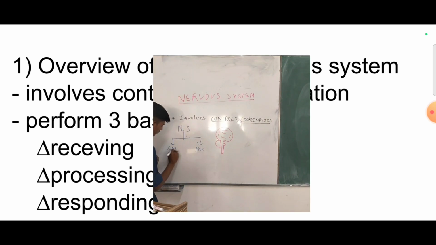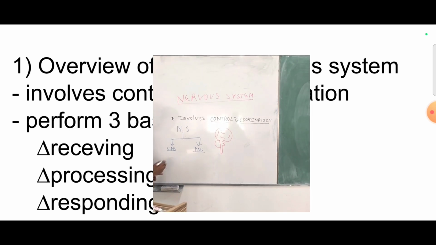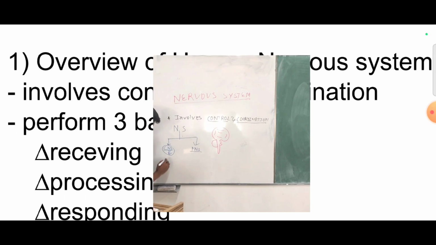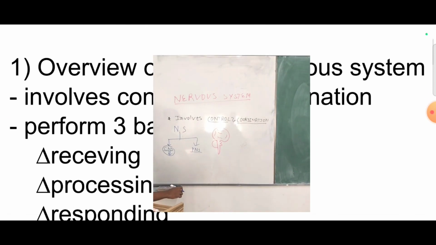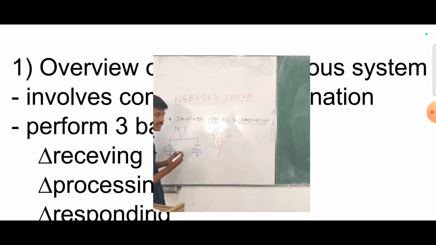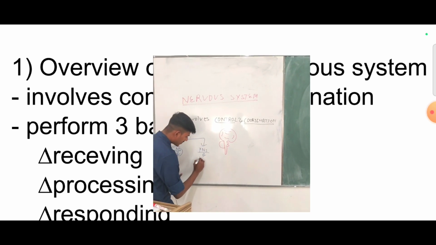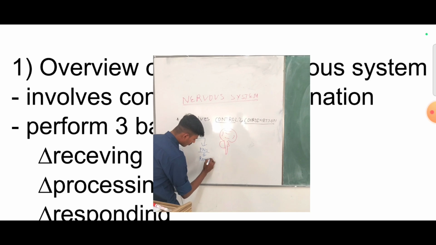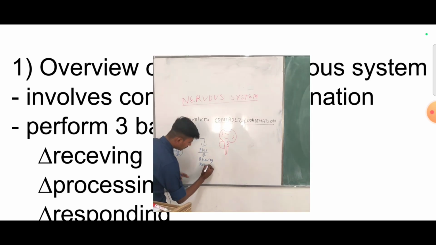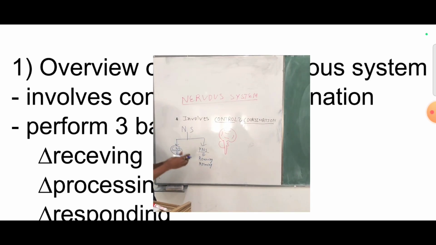Now what is the difference between the central nervous system and the peripheral nervous system? As the name suggests, the central nervous system is the main control and command organ, whereas the peripheral nervous system helps to receive the information. It helps in the receiving process and in the responding process. Receiving and responding, these two processes are done by the peripheral nervous system with the help of peripheral nerves.